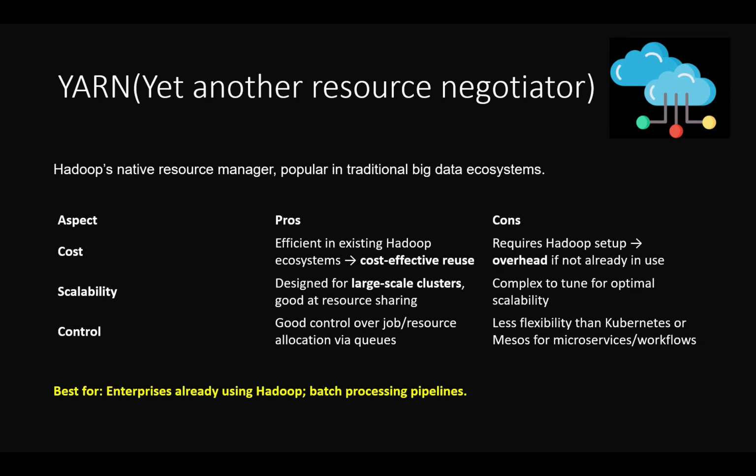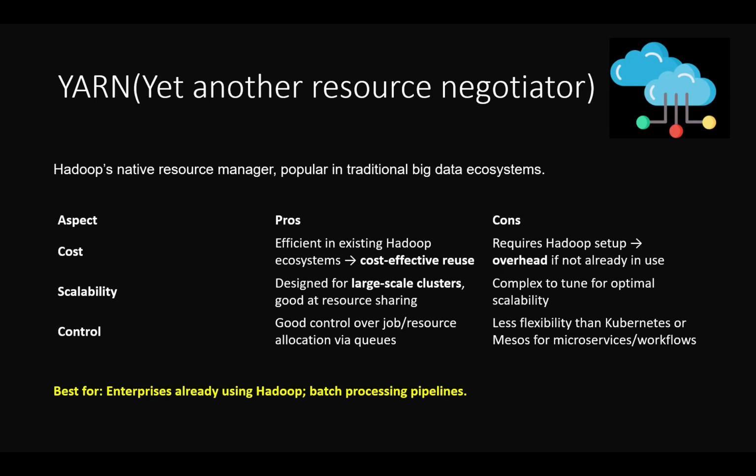Okay. So when Hadoop started in big data world, when Hadoop started catching up, Yarn was the most popular resource manager to work with. Scalability wise, it is designed for large scale clusters, so it is good at resource sharing. But it is a little bit complex to tune it for optimal scalability. It will give you good control over jobs and resources, but less flexibility as compared to Kubernetes and Mesos, which can be used for microservices kind of patterns.